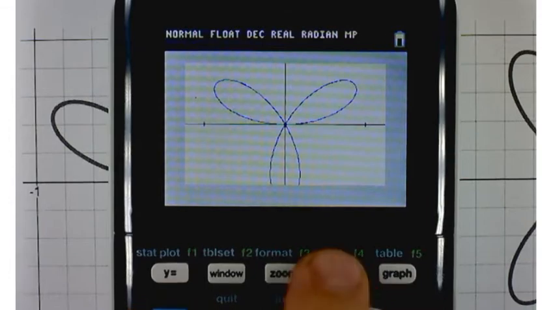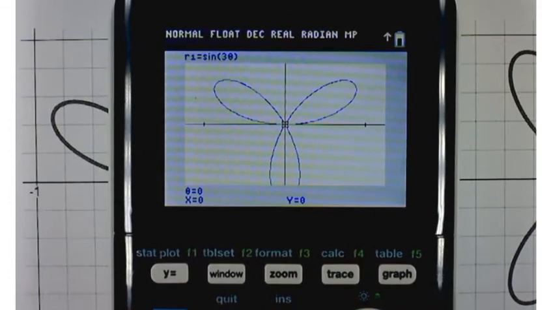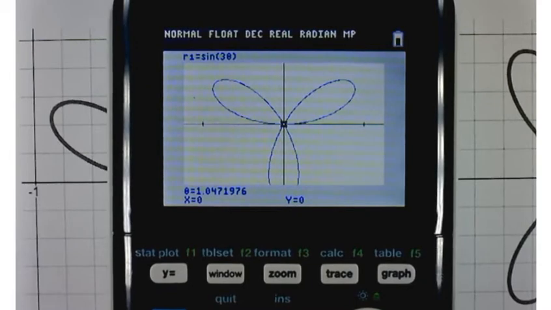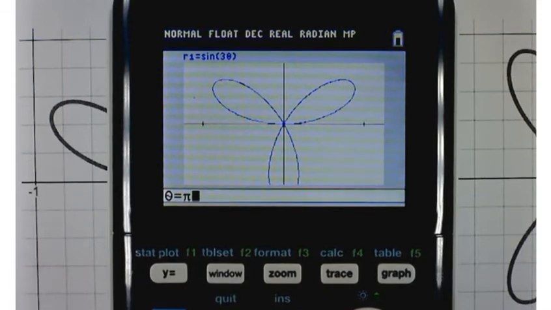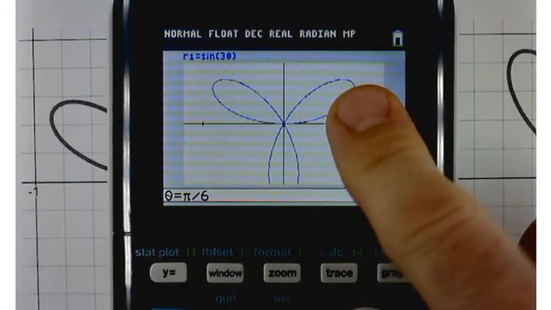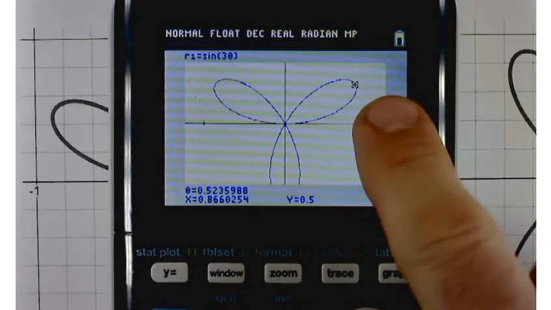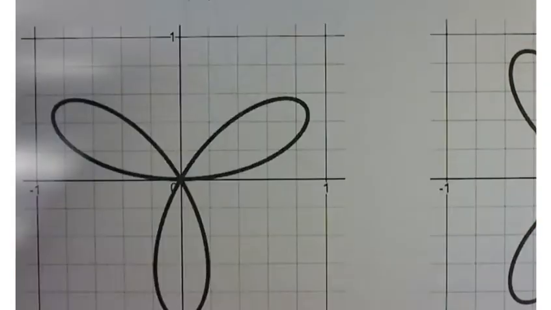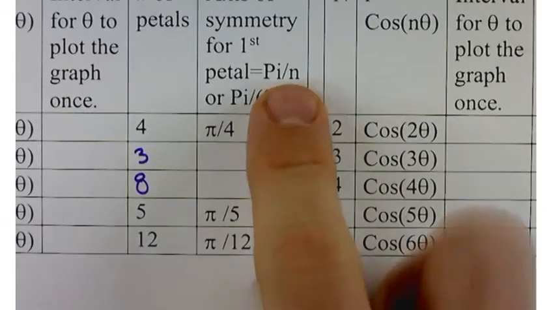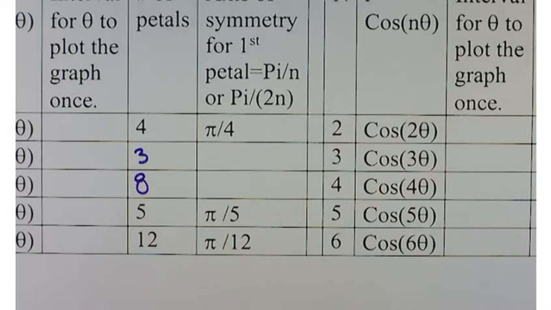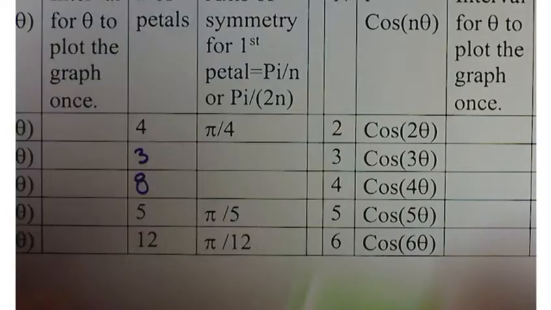Alright, so trace. Let's do pi over 3. No, we just do pi over 6. So pi over 6. Let's see. Pi, second here, pi divided by 6. Pi over 6 should be this point here. Yes, it is. Alright, so as far as the back of your handout is concerned, I'm not sure where this came from. I'll have to talk to the author about that. Me.